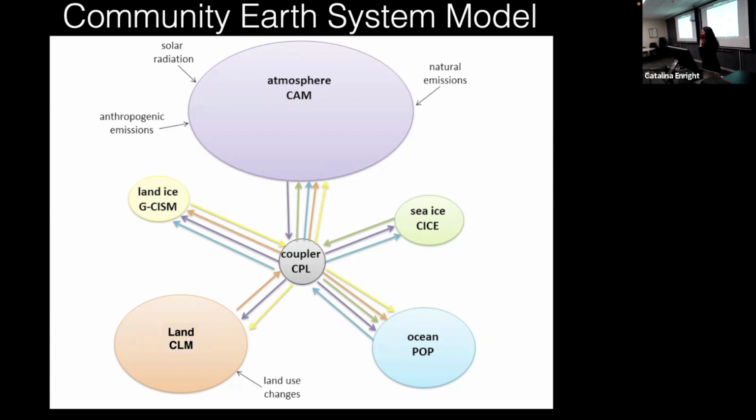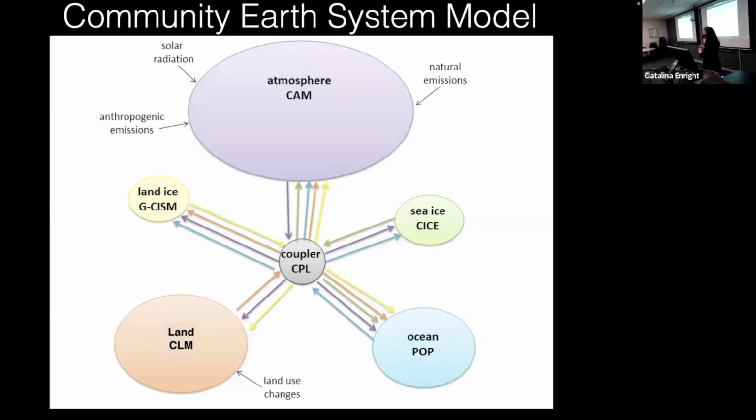The thing I like about this diagram is the little bubbles are scaled by the number of lines of code, the size of the bubble. So you can see the atmosphere has the most lines of code. The land model has the second most lines of code. There's over 2 million lines of code in this model. It's a really large model.